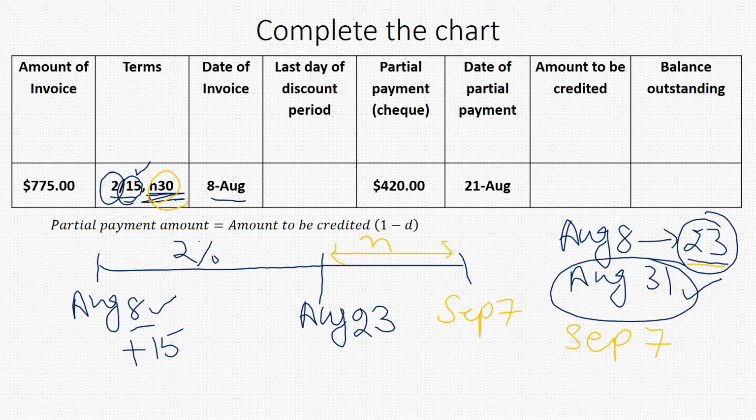Okay, now the date of partial payment is August 21st. Now the second step is to compare. August 21st is before August 23rd, right? So that means this amount is eligible for the 2% cash discount, right? So here D is 0.02 because 2% is 0.02. Okay, let's do the calculations. That is the third step.